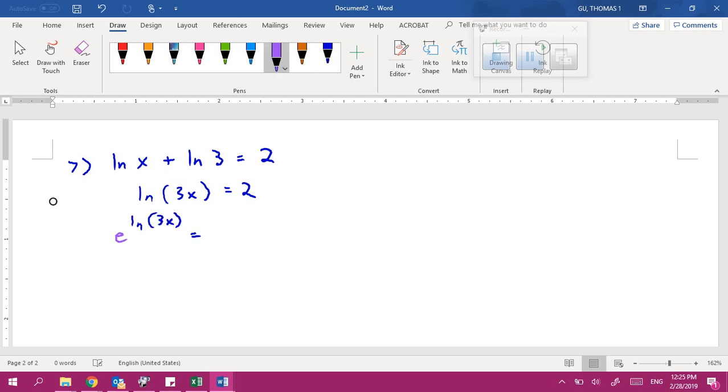What's on the right side? e squared. All right, so now the e raised to the ln is going to cancel out. Leaves you with? 3x is about 7.39, okay? Divide by 3.